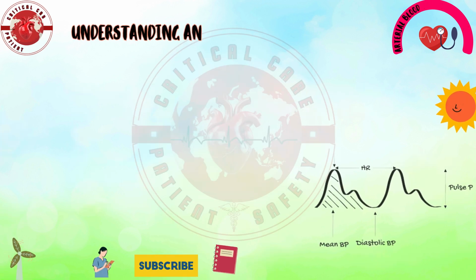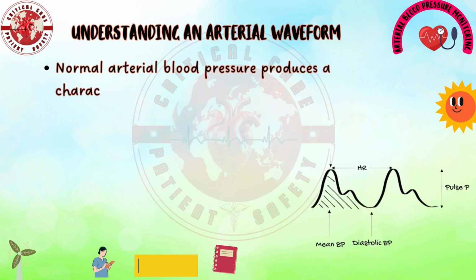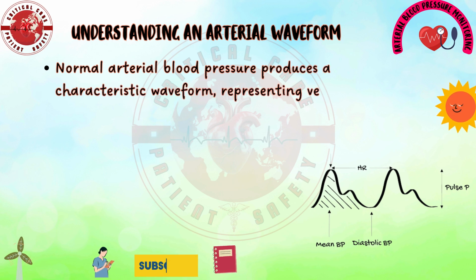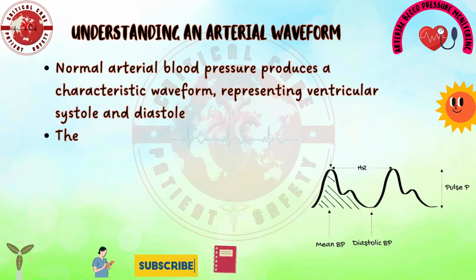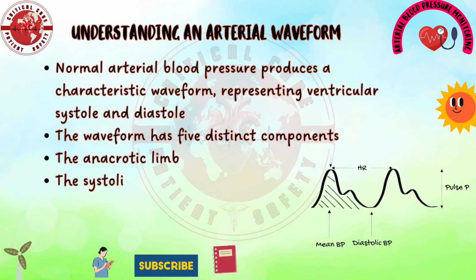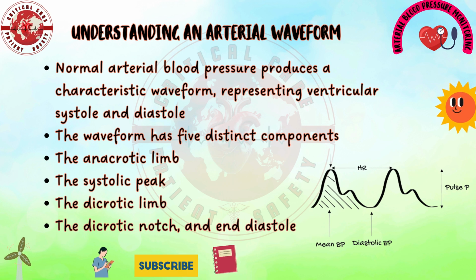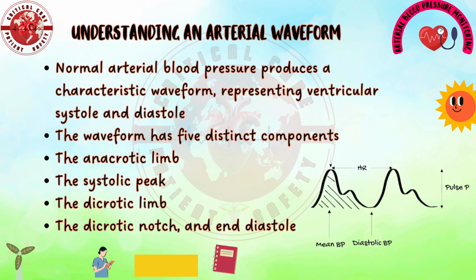Understanding an arterial waveform. Normal arterial blood pressure produces a characteristic waveform, representing ventricular systole and diastole. The waveform has 5 distinct components: the anacrotic limb, the systolic peak, the dicrotic limb, the dicrotic notch, and end diastole.